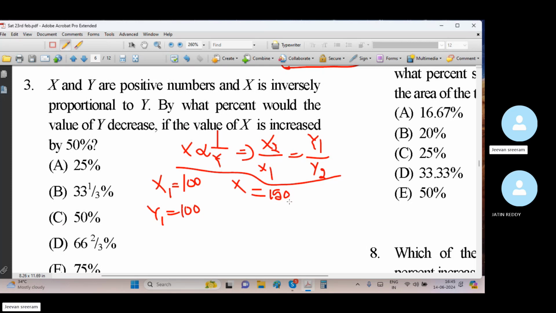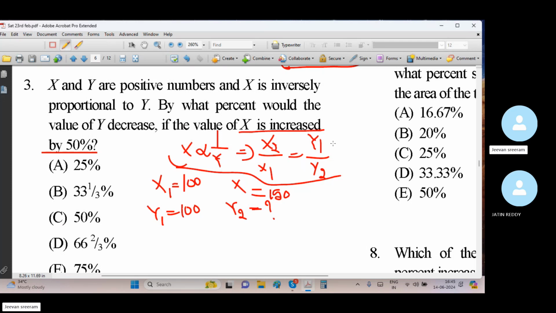Have you got my point? X is increased by 50%, which means if its initial value is 100, its final value is going to be 150. Is it clear? So now solve this. You got the equation. Just substitute, find out the Y2 value.